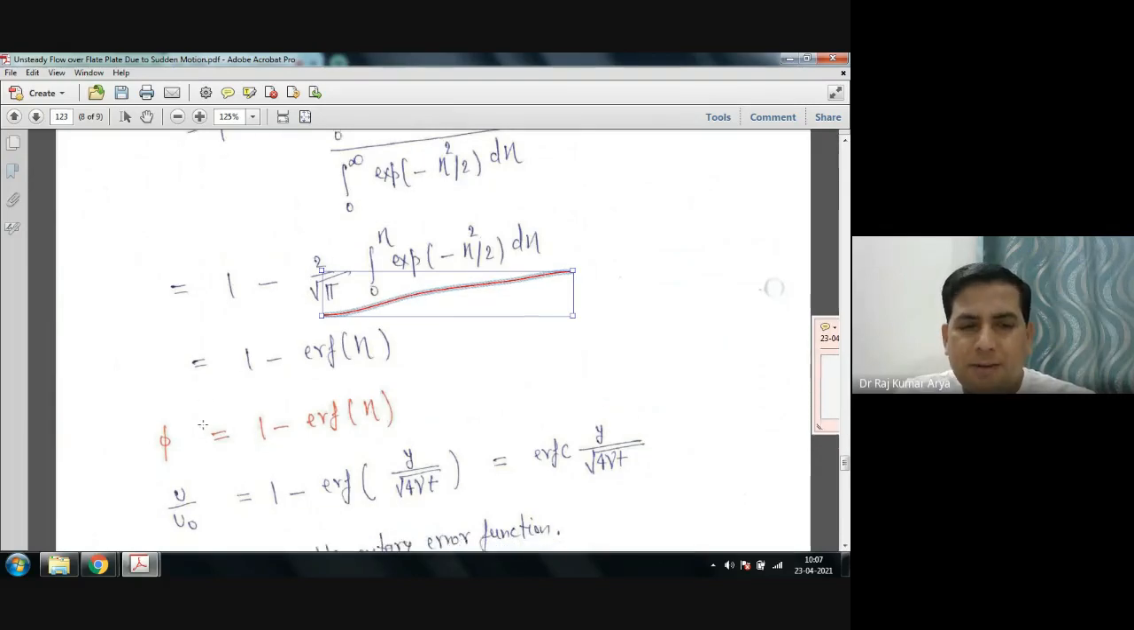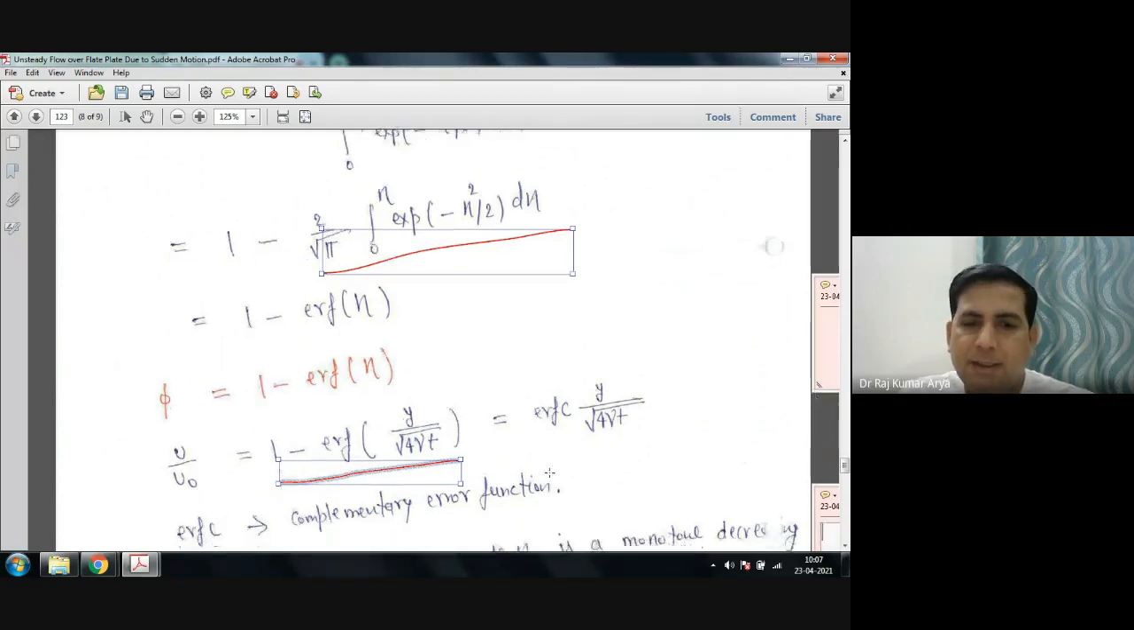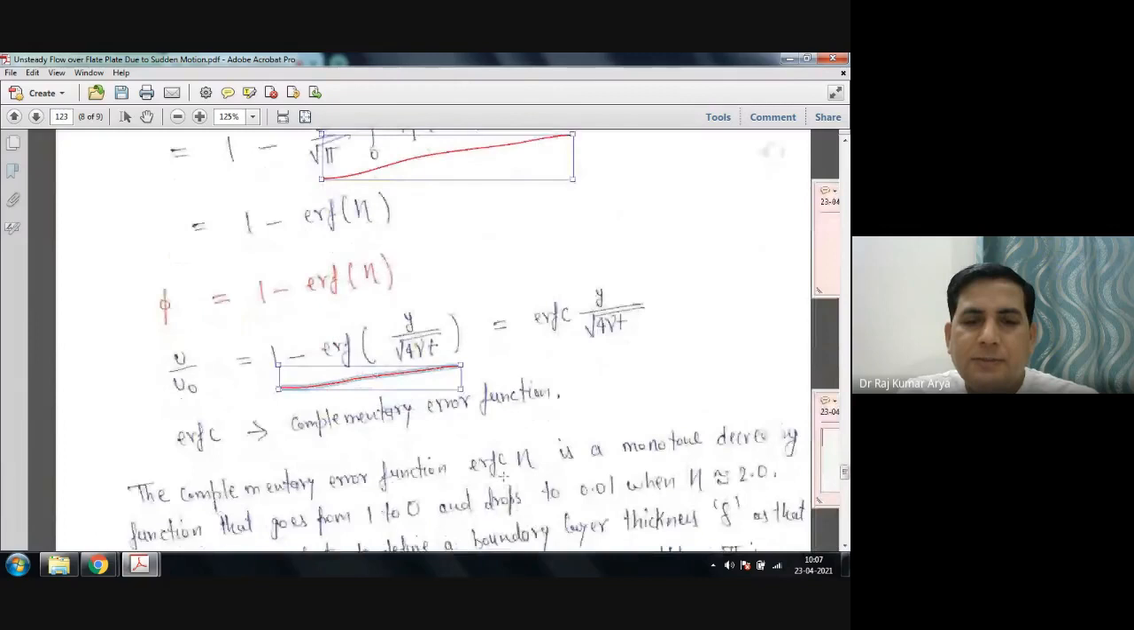Now you can substitute what you have considered for phi and eta. So phi was u upon u naught, right? And in place of eta you have y upon under root of 4 nu t. This total form, 1 minus error function, is called the complementary error function of y upon under root of 4 nu t. So this was your expression.